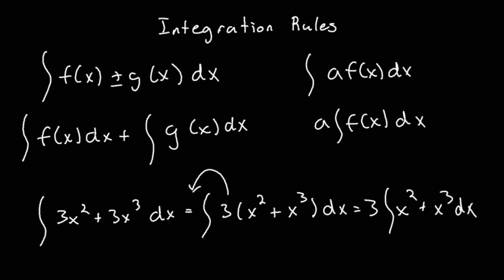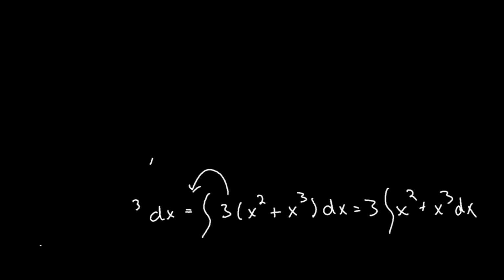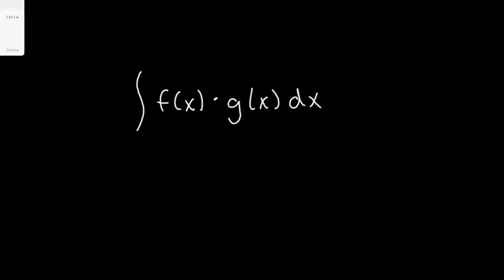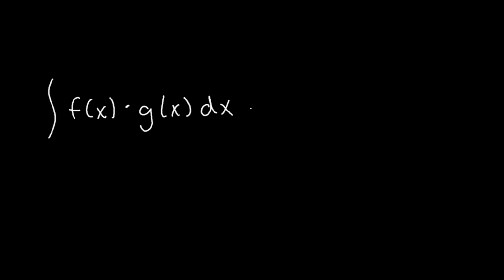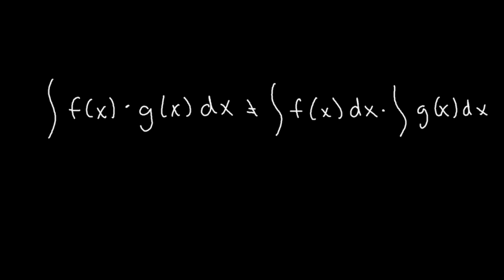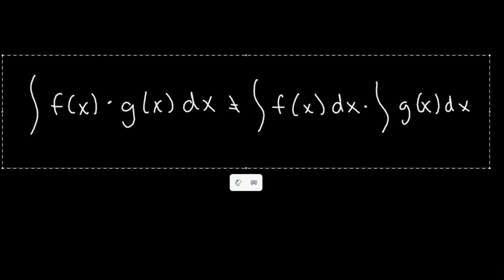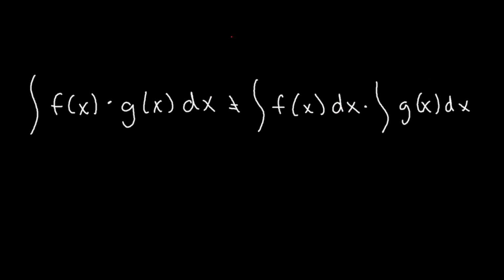Now here are the things you can't do. The thing you can't do is when you have some function multiplied by another function. You cannot separate them like this. You absolutely cannot. This is a no-no. Do not do this. If you do this, you will get in trouble. Okay, maybe not in trouble, but your teacher's gonna like palm their face.